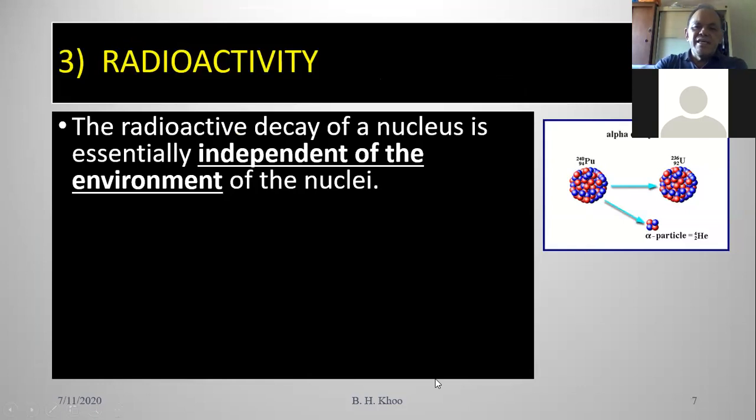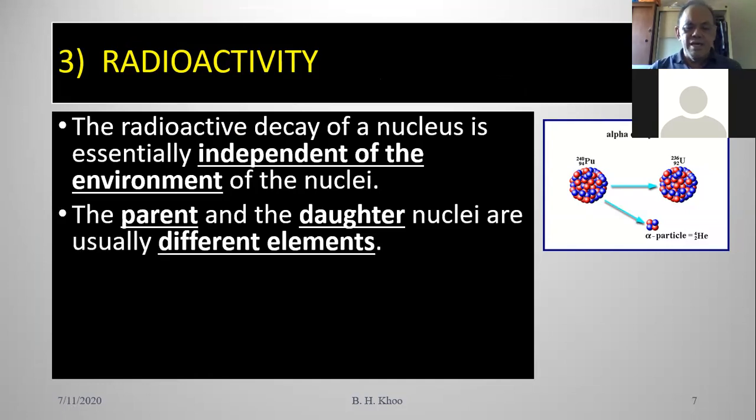Radioactive decay of the nucleus is independent of environment. So it doesn't matter whether it's an element or the element is joined to another element to form a compound. No, it doesn't depend on it. It doesn't depend on atmospheric pressure. It doesn't depend on temperature. That's what I mean by environment.